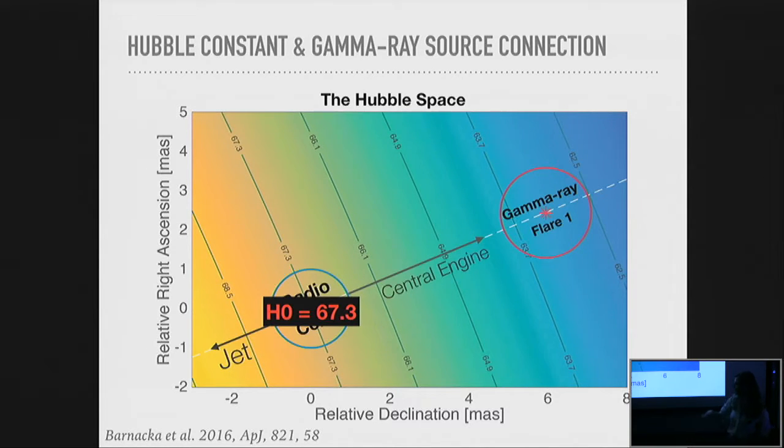But now when we use the resolved position of the radio core, the position of the mirage images of the radio core, and the time delay measured at gamma rays, and combine them to calculate the Hubble constant, we get a Hubble constant of about 63. We know that this is not the true value of the Hubble constant, which means that the emitting region from where this time delay originated is not at the radio core. And because we know the Hubble constant precisely, we can calculate that the distance between this radio core and the emitting region from where this gamma ray flare was coming from is about 51 parsecs.